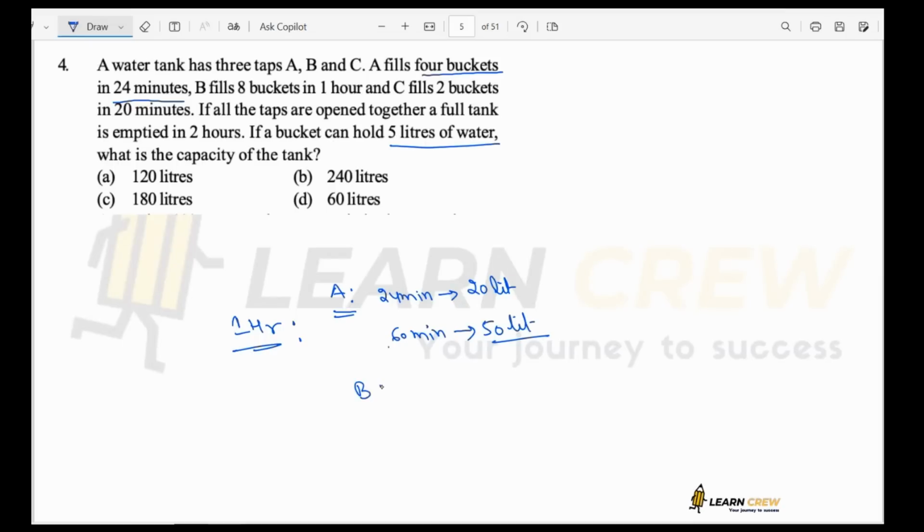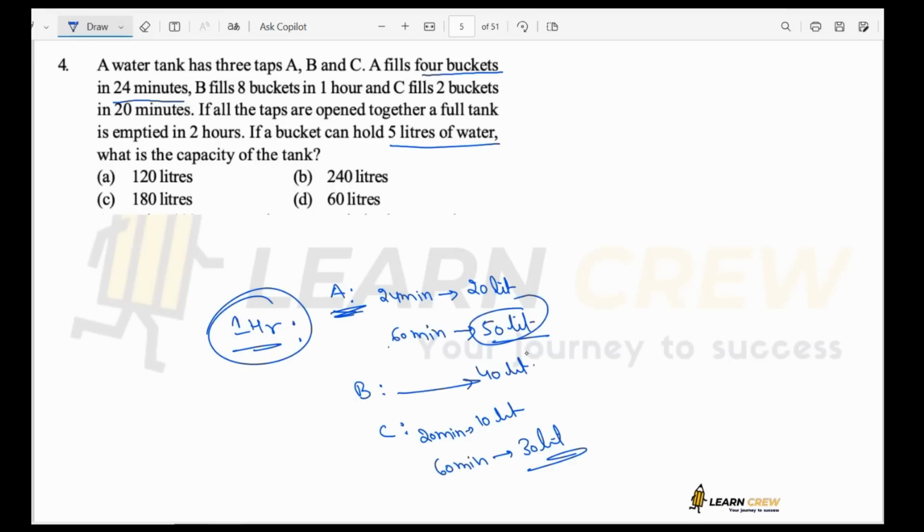What about B? B fills 8 buckets. 8 buckets means 40 liters in 1 hour. And C fills 2 buckets, 10 liters in 20 minutes. So in 60 minutes, it can fill 30 liters. Yes or no? So in 1 hour, A can fill 50, B can fill 40, C can fill 30.